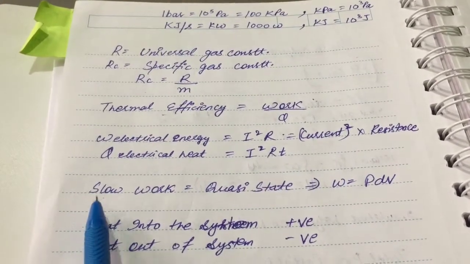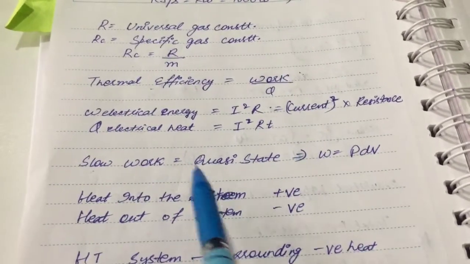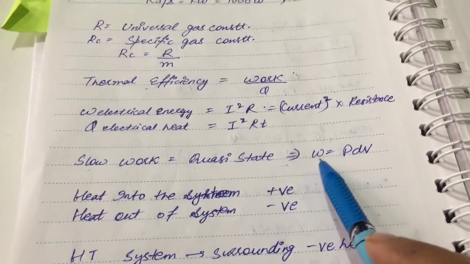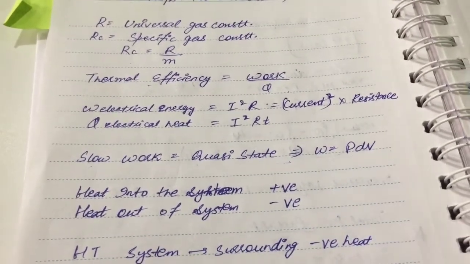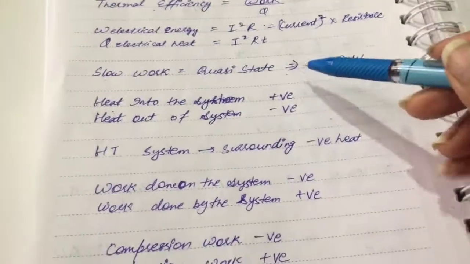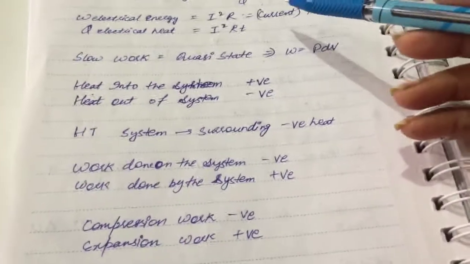Then if in any question slow work is given, which means it would be a quasi-static process, in that case work would be equal to P into dV. All these things are going to be used in question solving.